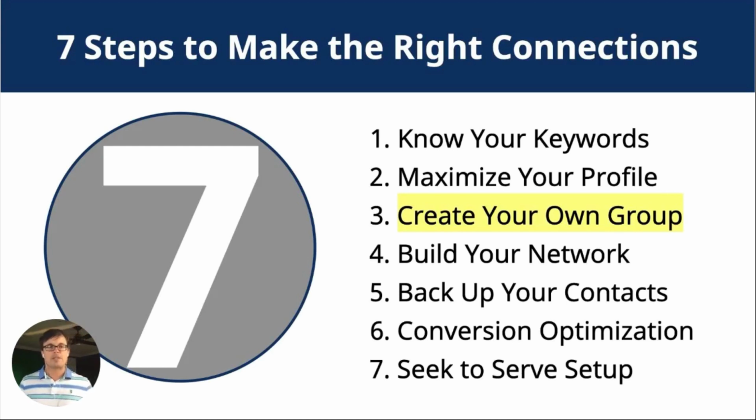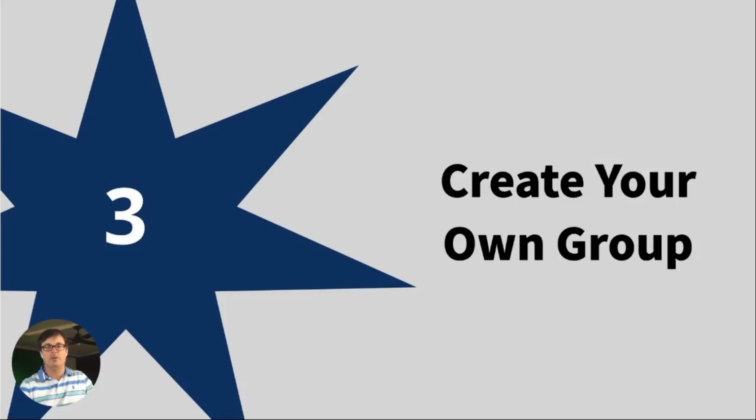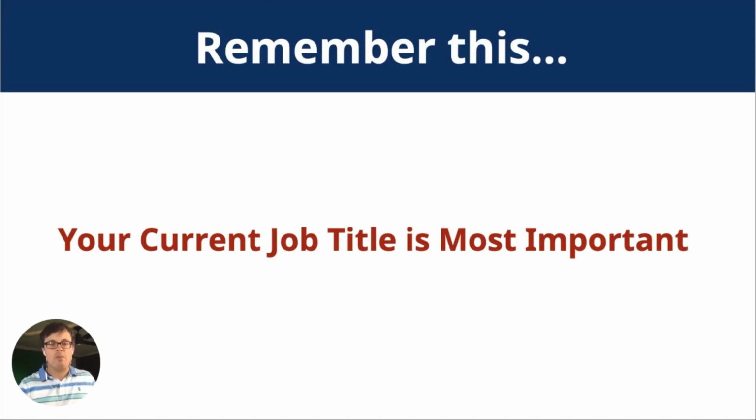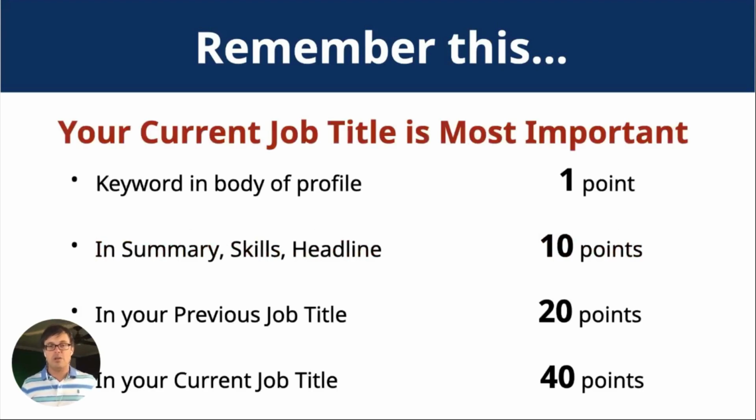Seven steps. We're back to the seven steps. We did the first two, which take the bulk of our time. I want to share with you a little hidden secret that will help you maximize the point value that LinkedIn allows. Remember, we talked earlier about how your current job title is the most important. It was worth 40 times the amount of a previous job or current job's bullet-pointed description. So your current job title is worth 40 points.